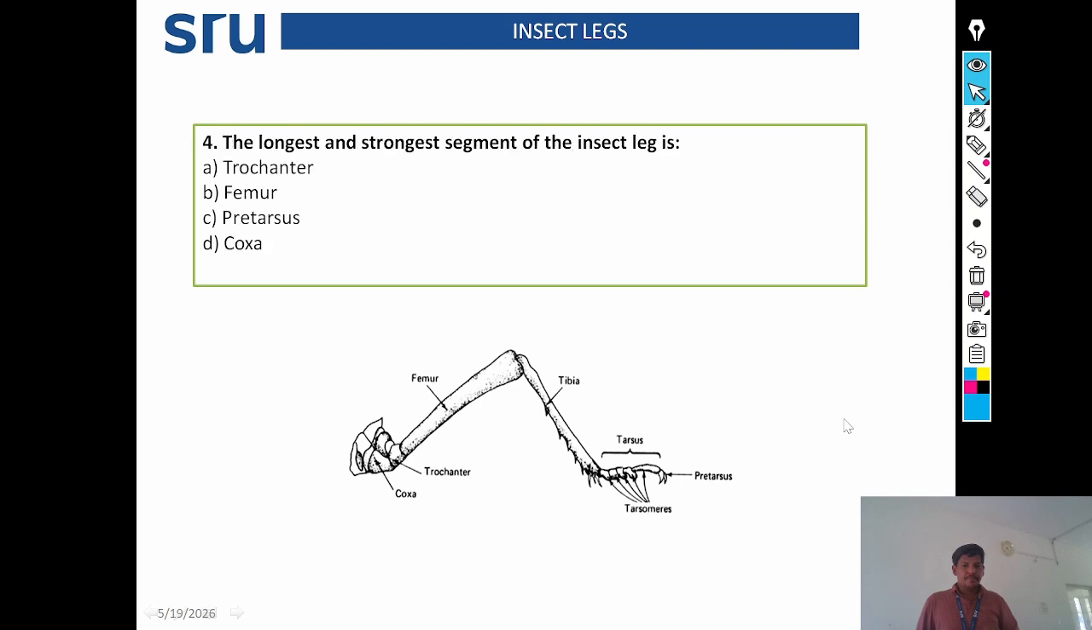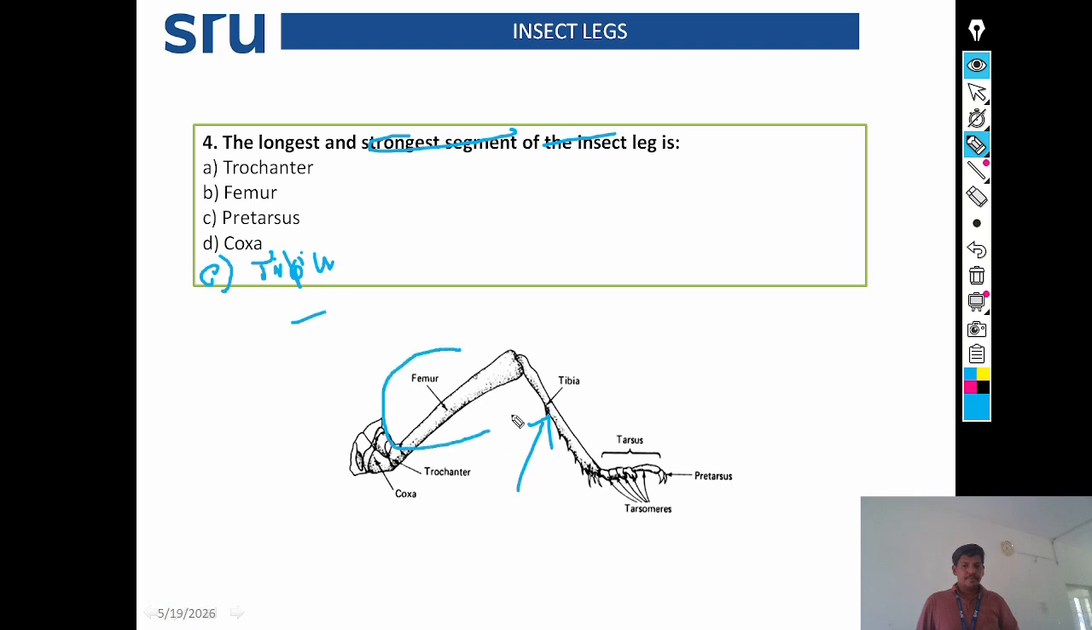The longest and strongest segment of insect leg. Which is the longest and strongest segment of the insect leg? So here the correct answer is tibia. See the other options: trochanter, femur, pretarsus, coxa. Correct option is tibia. So that is the longest and strongest segment of insect leg.